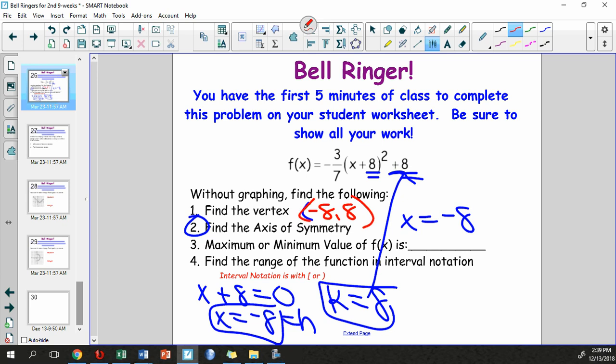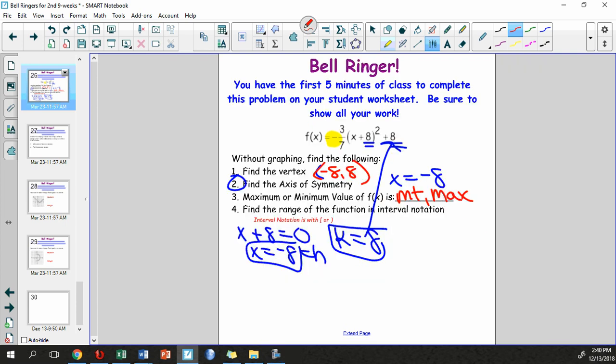And then it says, is it a maximum or minimum? Well, that is going to be found by looking at this negative right here. So since it's negative, that means we're going to have a mountain, which means I have a maximum point. Find the range of the function in the interval. So it's going to look like opening down at -8, 8.